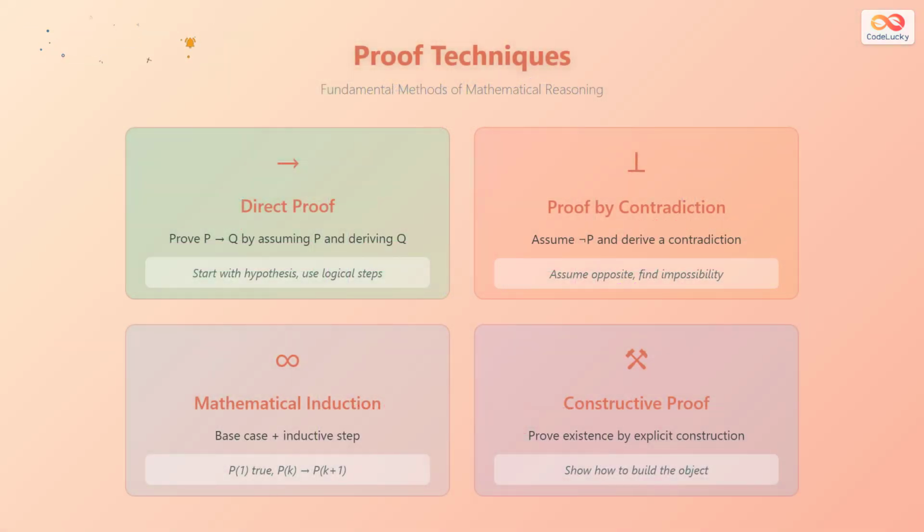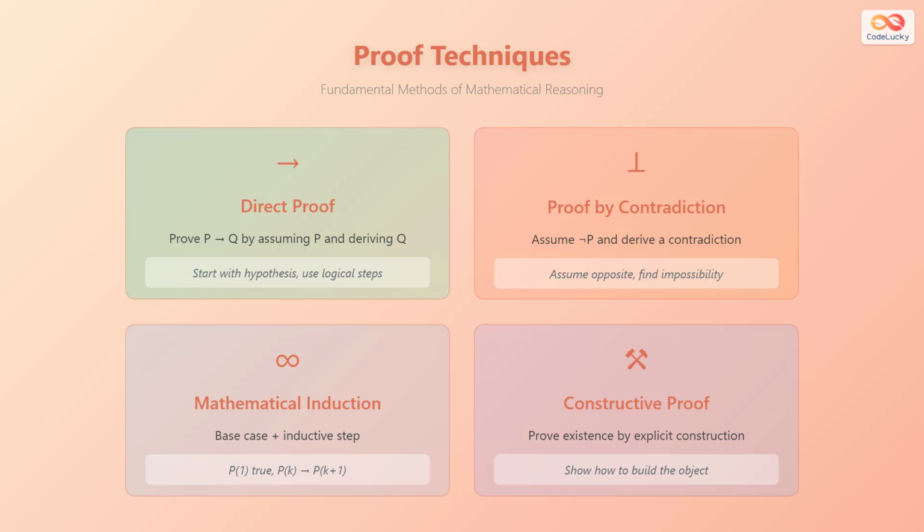Let's discuss various proof techniques used in mathematical reasoning. Direct proof involves assuming P and deriving Q to prove that P implies Q. We start with the hypothesis and use logical steps to reach the conclusion. Proof by contradiction involves assuming the negation of P and deriving a contradiction. We assume the opposite of what we want to prove and show that it leads to an impossibility.